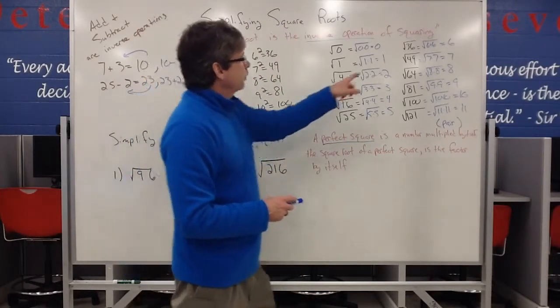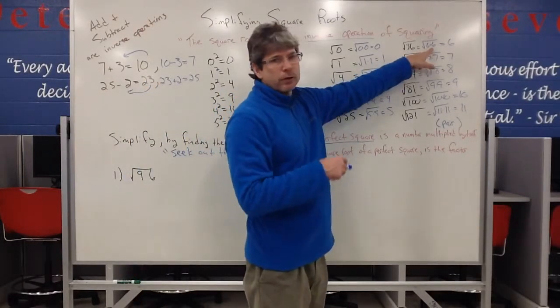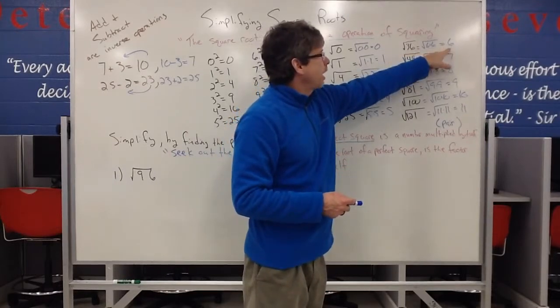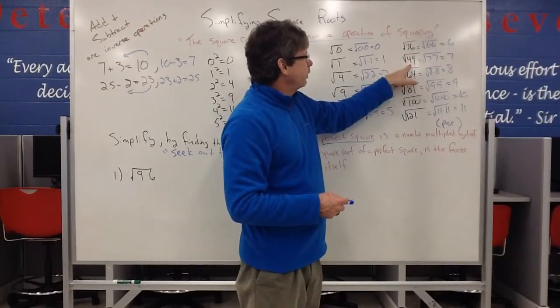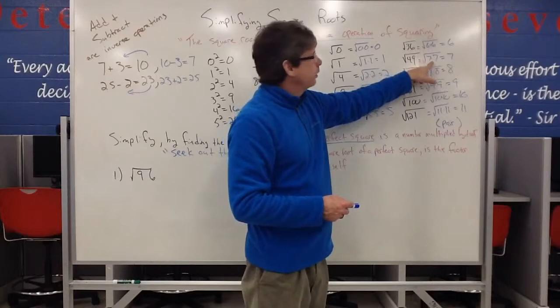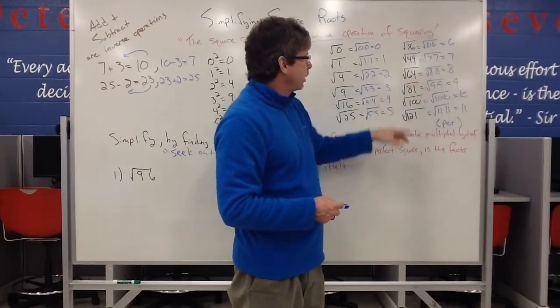So notice how the square root of 36 has a pair of 6's. So the answer to that is just that 6 as itself. The square root of 49, notice how it's a pair of 7's. So the answer is simply 7. That's what this is kind of saying.